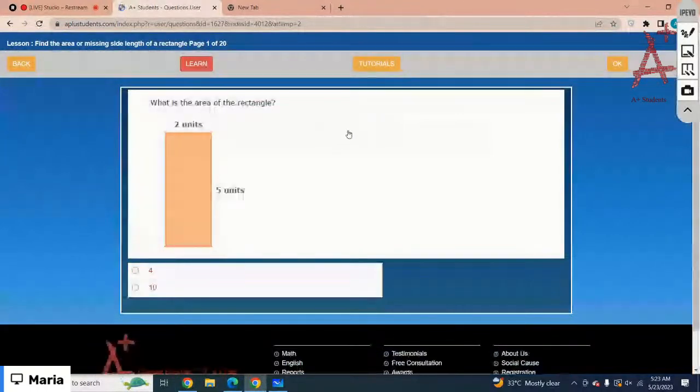Okay, what is the area of the rectangle? You are given the length and the width of the rectangle. So for the area, what you have to do, you have to do length times width. So 5 times 2 is 10. So the correct option is 10.